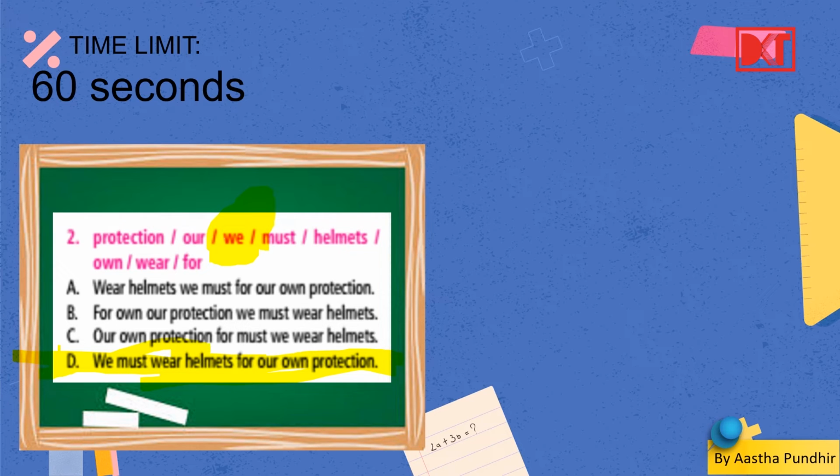Like A, wear helmets, we must for our own protection. B, for own our protection, we must wear helmets. C, our own protection, for must we wear helmets. Now all these three are what? Tutti frutti English. The correct answer is only D. We must wear helmets for our own protection. Okay.